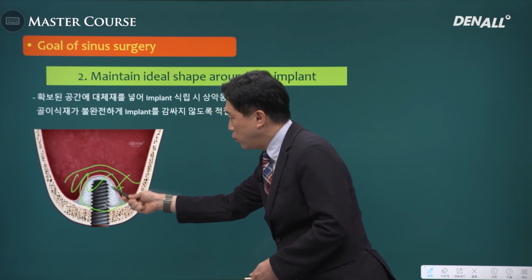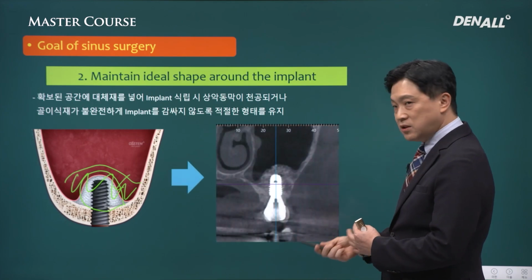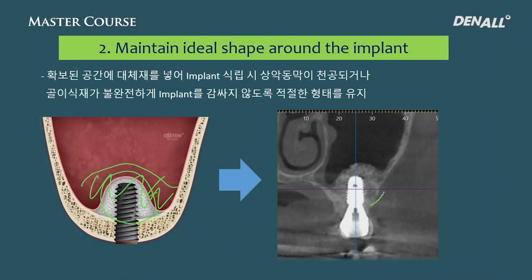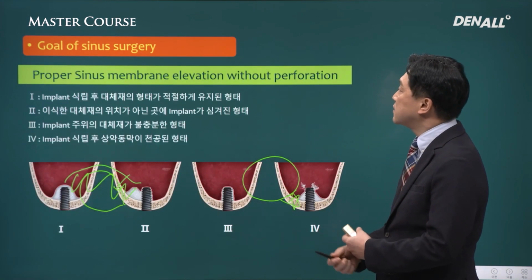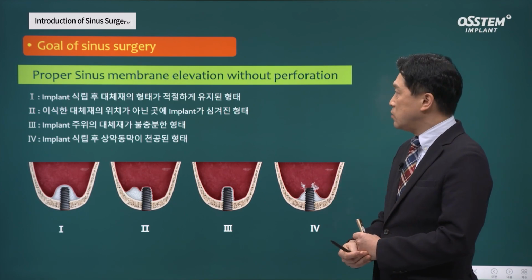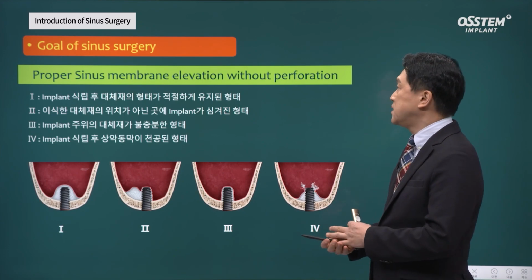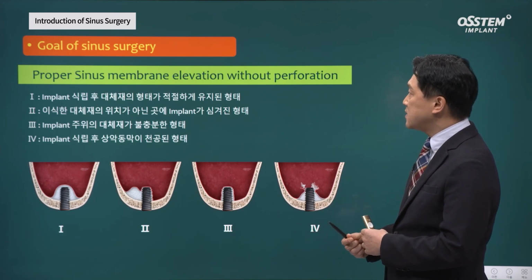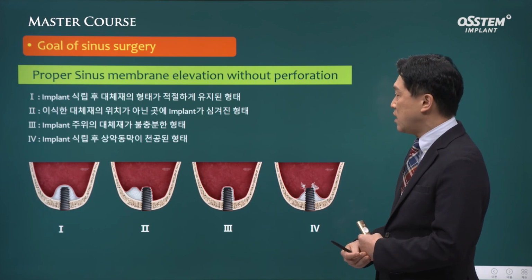Appropriate space should be secured, and around that there should be, when you look at the CT, graft materials to get bone regeneration around the implant. The goal of sinus surgery is to get stable bone regeneration. In order to secure sufficient space, doing sinus membrane elevation without sinus membrane perforation is the key, and maintaining the space is also very important.